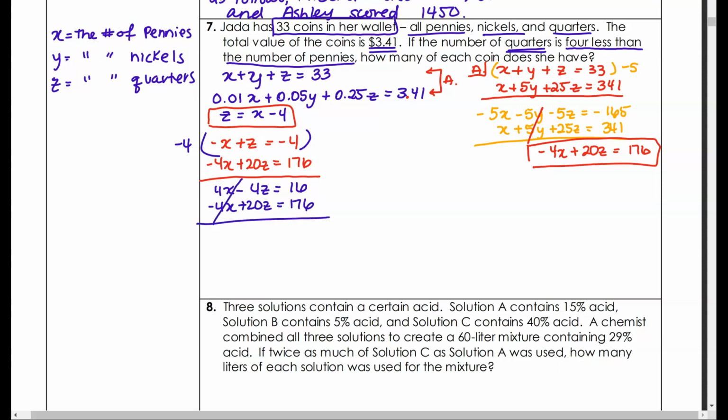My 4x's go away. I end up with 20z minus 4z, which gives me a positive 16. And then I end up with a positive 16 and a positive 176. So I add those two, I get 192. I dropped the variable, whoops. 192 there. And so we're going to divide both of these by 16, and I end up getting z is equal to 12.